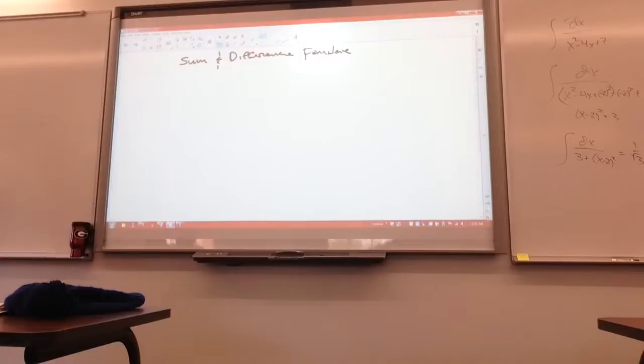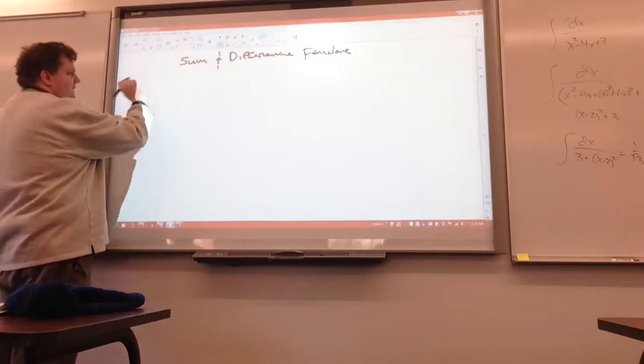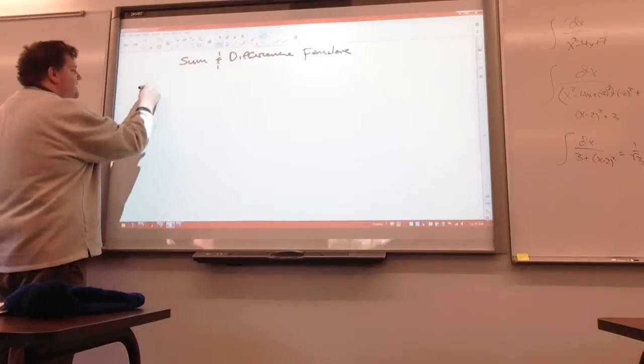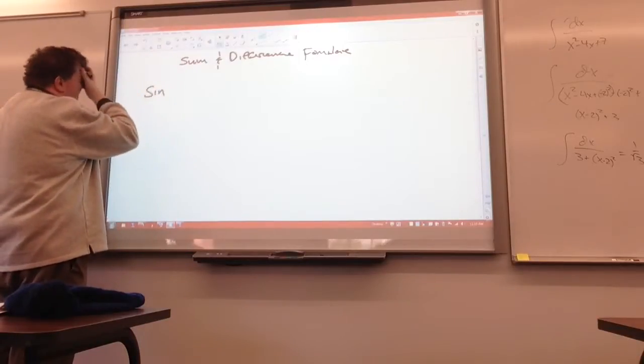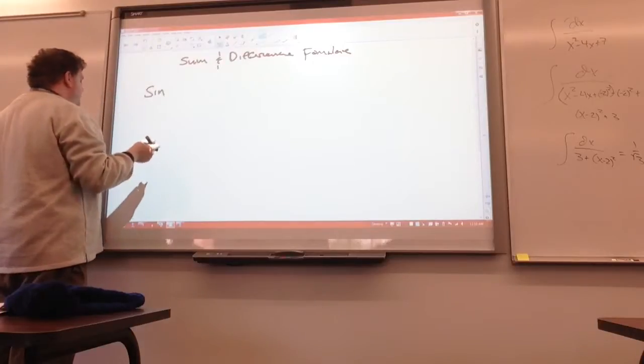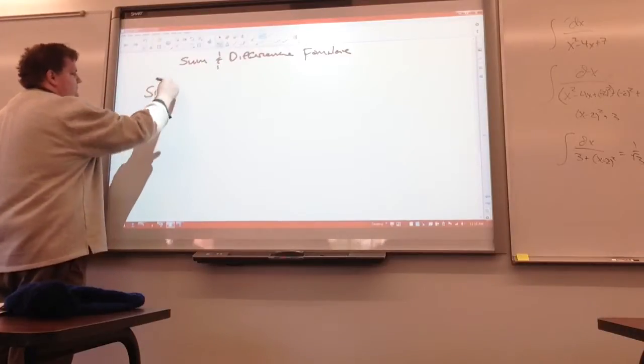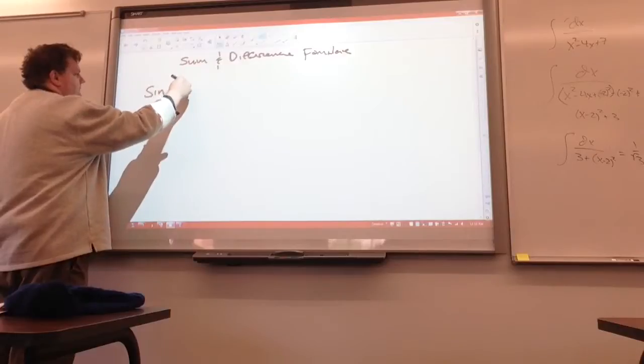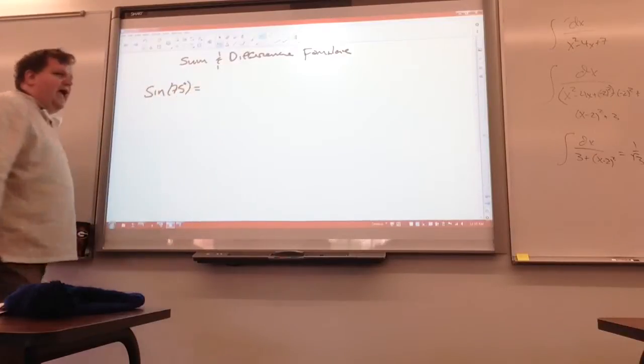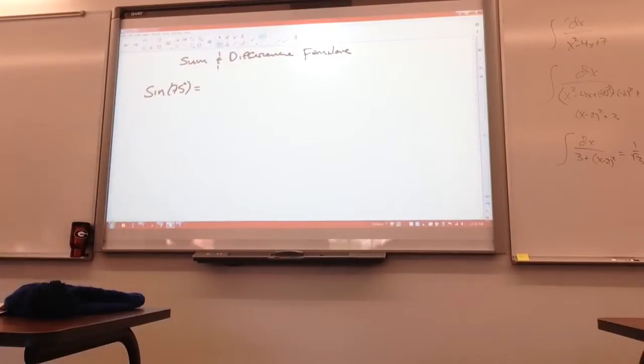Okay. Why do we have a sum and difference formula? As we saw detailing in the class yesterday, we didn't get quite through it all. Sometimes you might be asked to calculate by hand something like the sine of 75 degrees. Okay. And if I'm calculating this by hand, I actually can't do it. Okay? The reason why is simply because I don't know from my unit circle what the sine of 75 is. It's not one of the special locations.